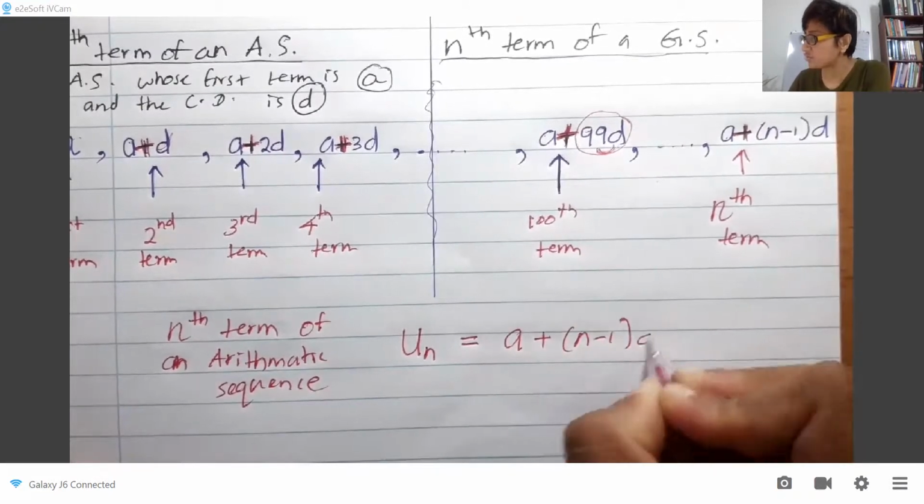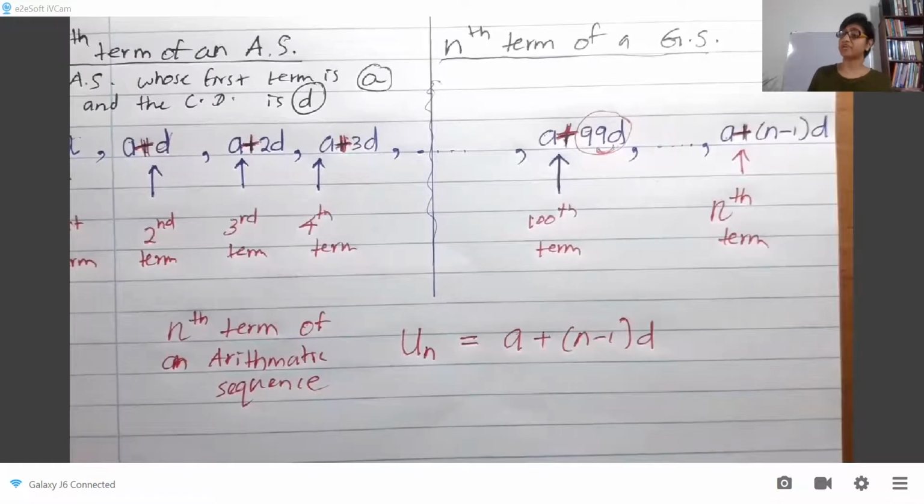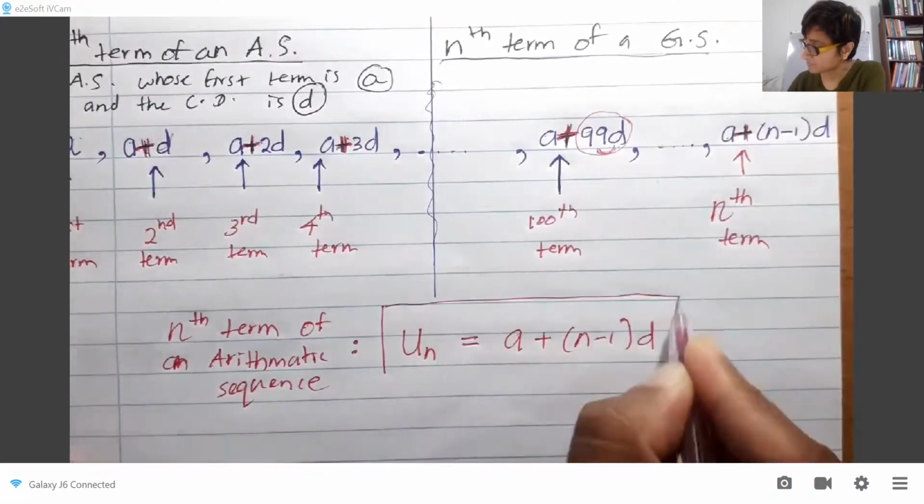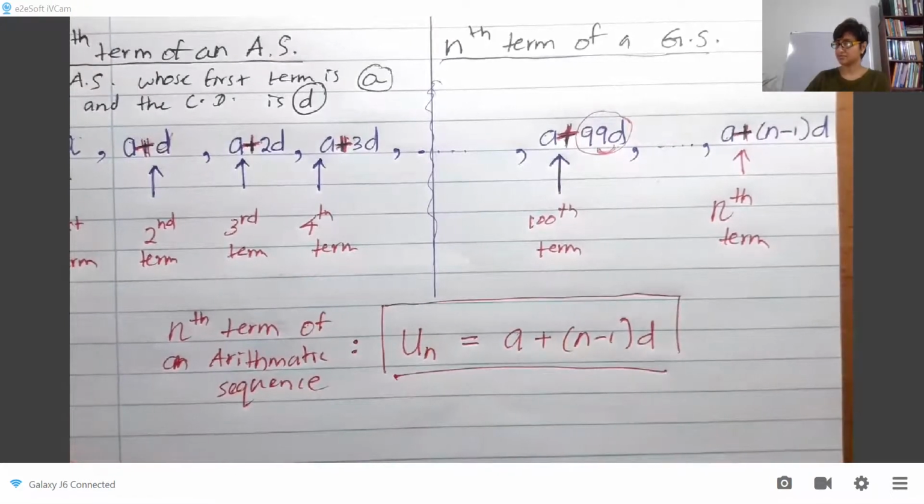You have to know A and D. Now they might give you different information. Using that information, you have to find A and D in order to find the term that you want, the nth term. So this is the formula to get the nth term of an arithmetic sequence.